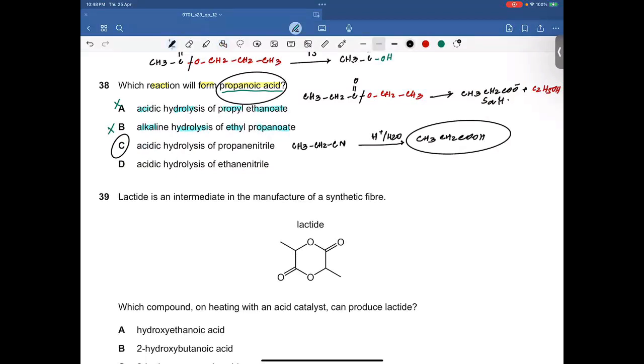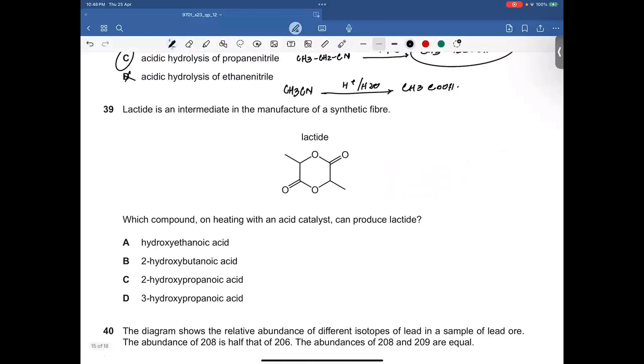Okay, ethane nitrile. So two carbon atoms. This is going to be ethane nitrile. If it undergoes acid hydrolysis, obviously you will get CH3 and COOH, which is your ethanoic acid. So the examiner is looking for propanoic acid, not for ethanoic acid, which means D is also incorrect.